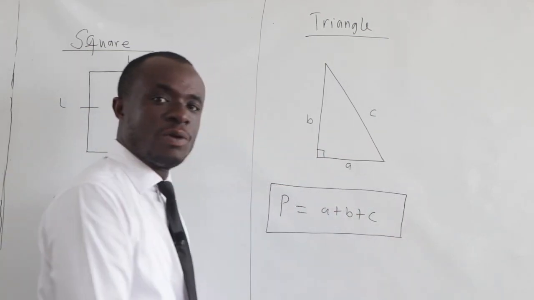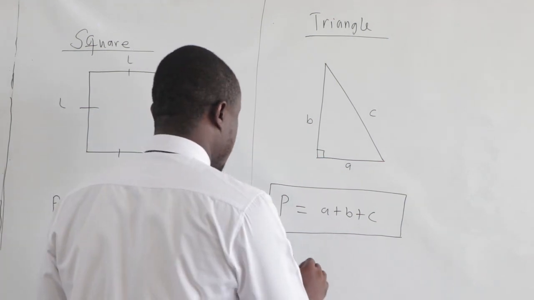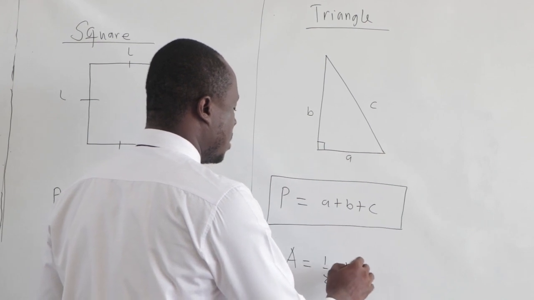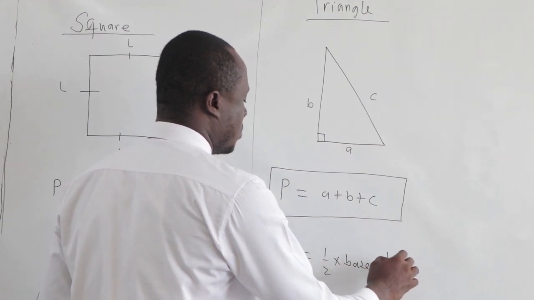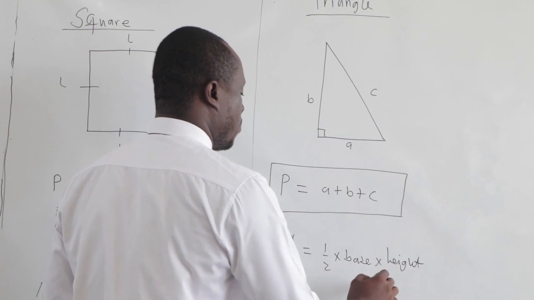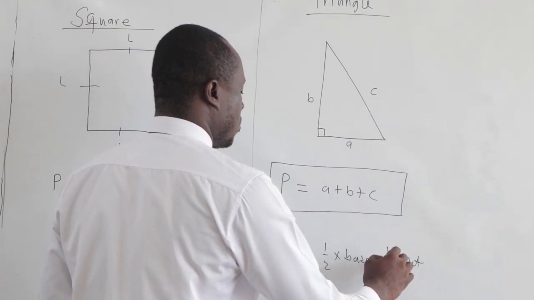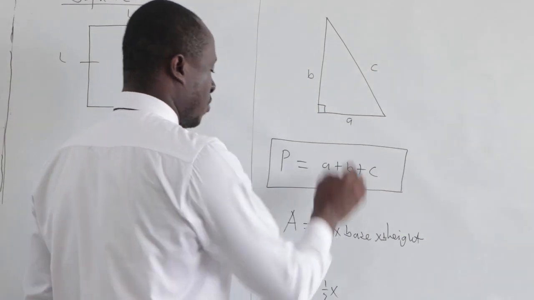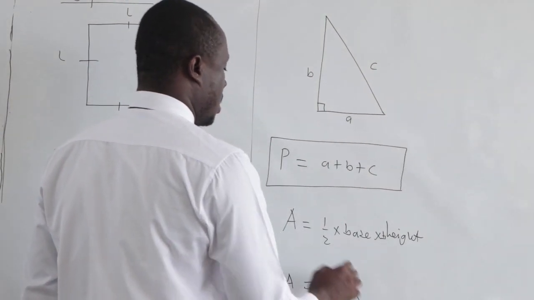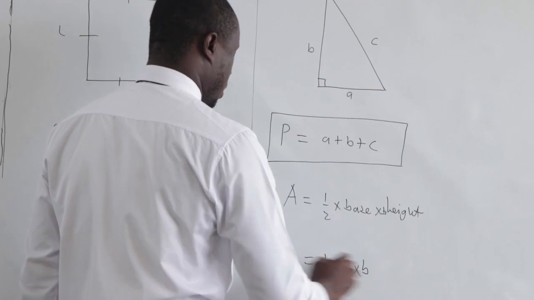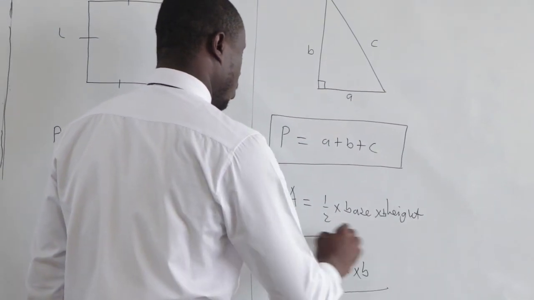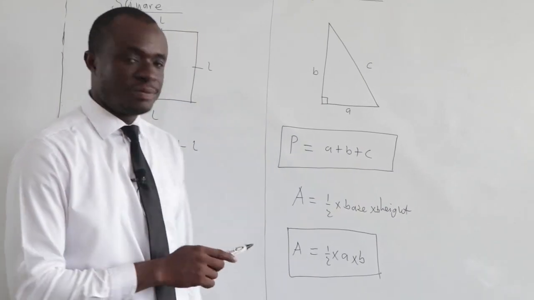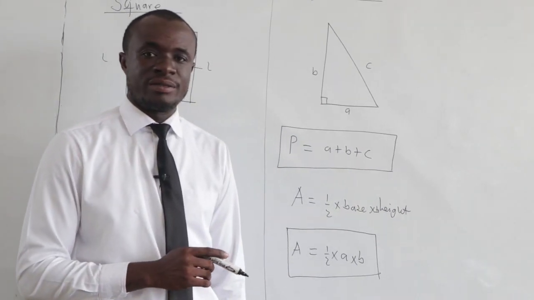And then the next thing for us to look at is the area. The area of a triangle is half times the base times the perpendicular height. Now, clearly, what is the base? The base is A, and the perpendicular height is B. So this is the formula for finding the area of a triangle.